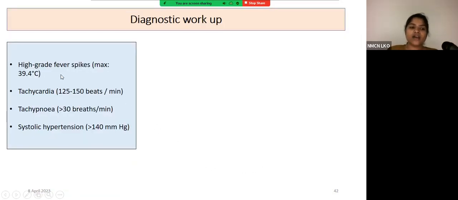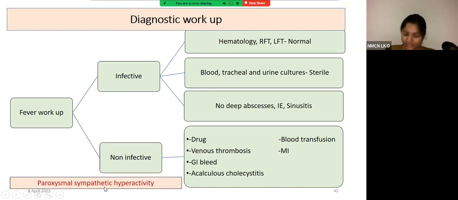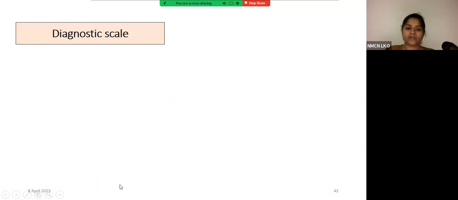In view of high-grade fever spikes, tachycardia, tachypnea, and systolic hypertension, a thorough workup for fever was done. Both infective and non-infective causes of fever were ruled out, and hence paroxysmal sympathetic hyperactivity was suspected.